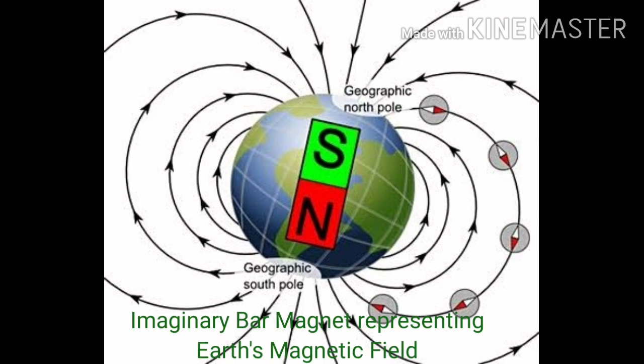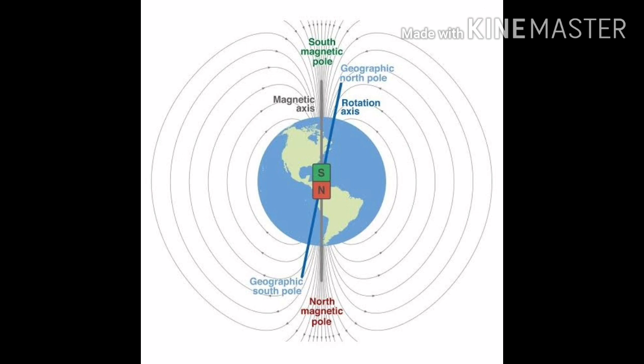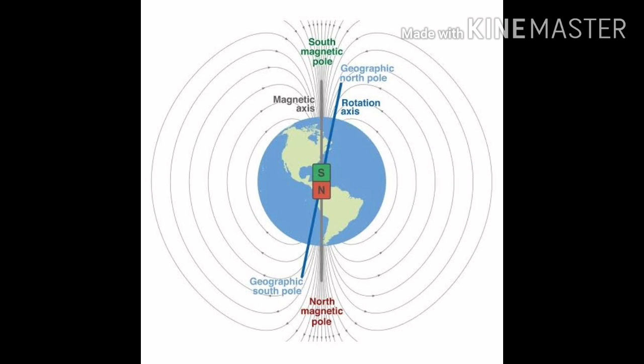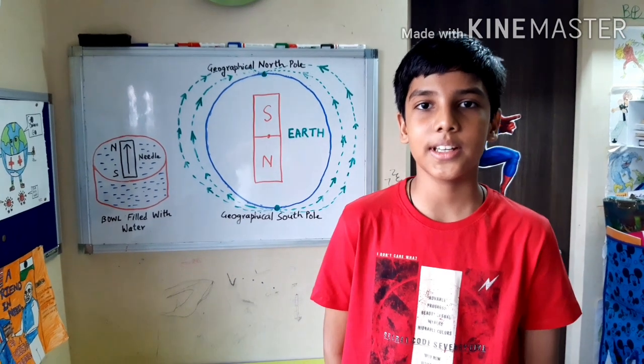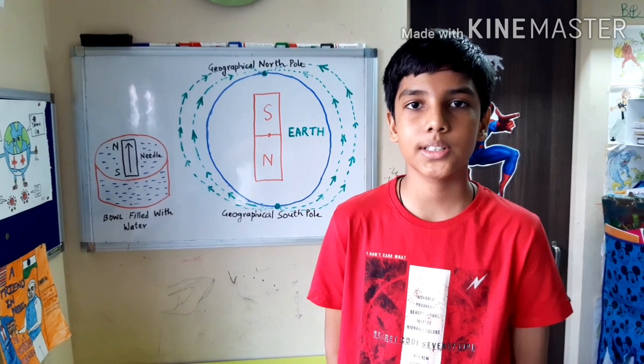We can represent Earth magnetism by a huge imaginary bar magnet. However, the south pole of this bar magnet is near the Earth's geographical north pole and vice versa. There is a small angle of 11.6 degrees between the magnetic axis and rotational axis, which is called the angle of declination. So friends, just like air, the magnetic field is present all around us, but we cannot see it.